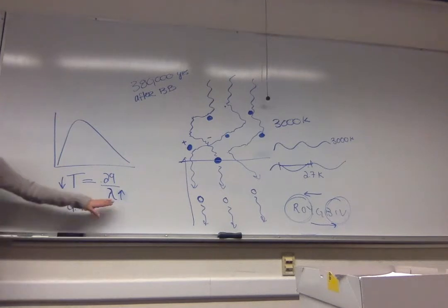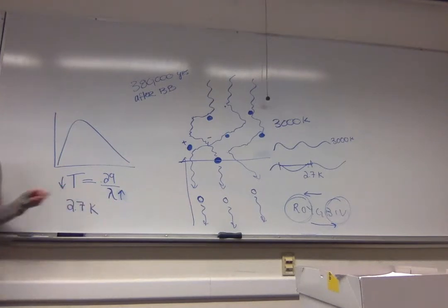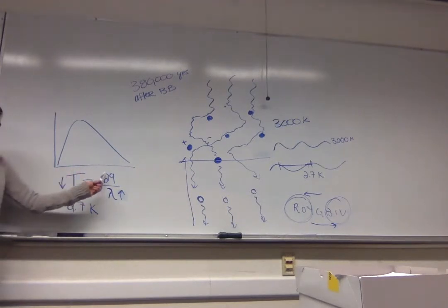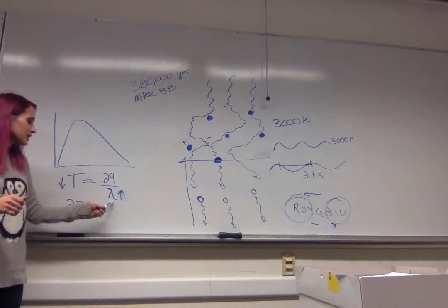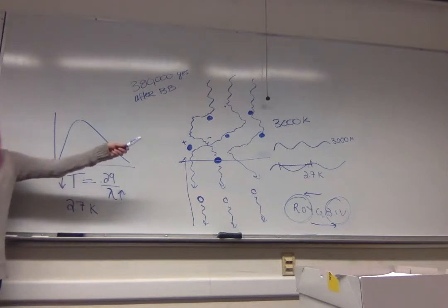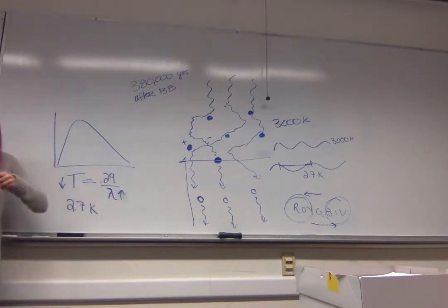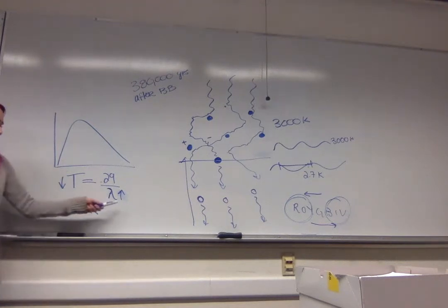Okay? Can you explain that one more time? Yeah, just like the sentence that you just said. We have a formula that says that the temperature of something is equal to 0.29 over its peak wavelength. So the peak wavelength of the cosmic microwave background went up, right? As it got stretched out, its wavelength got bigger. So if wavelength gets bigger, temperature gets smaller. So it looks like it's cooler than it actually is.